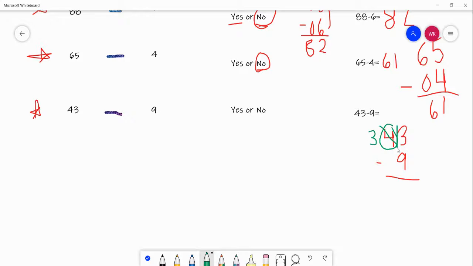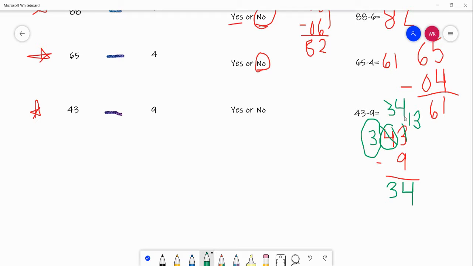So now we're taking a 10. So we're not just taking 1, we're taking a 10. So now our number is 13 minus 9. And we know that we can subtract that now because 13 is a bigger number than 9. So we know that we can subtract straight through now. And 13 minus 9 equals 4. And then you're just going to drop down your new number that you have, which is the 3. So 43 minus 9 equals 34.